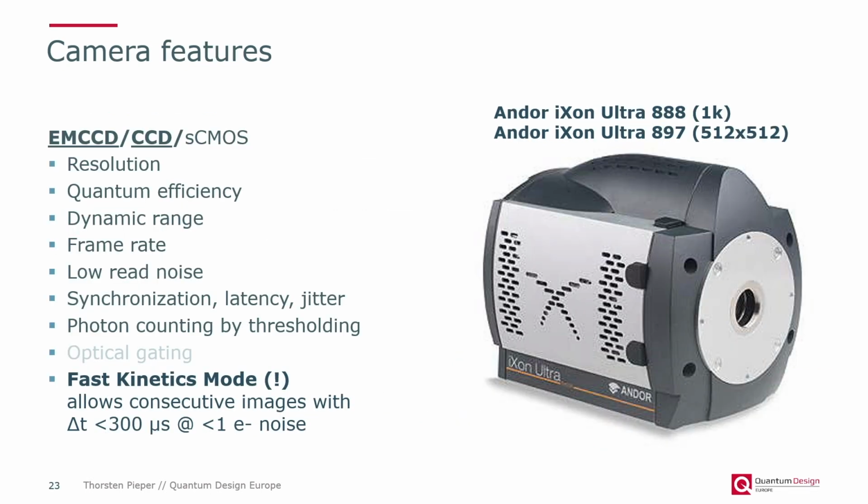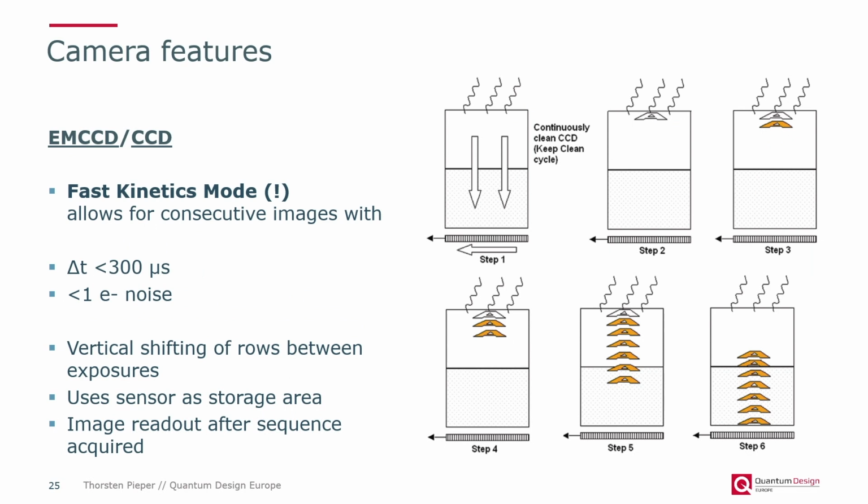This is an Andor iXon EMCCD camera, which is state-of-the-art for this type of experiment. It allows us to acquire absorption images in a very short sequence, in a mode called fast kinetics mode. And this gives us a very high time resolution for a short sequence of images.